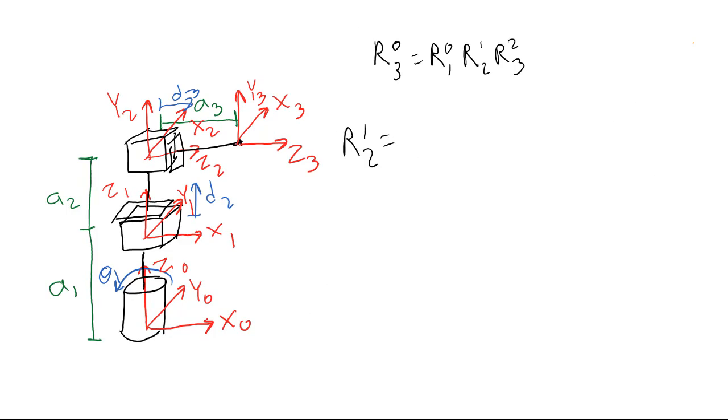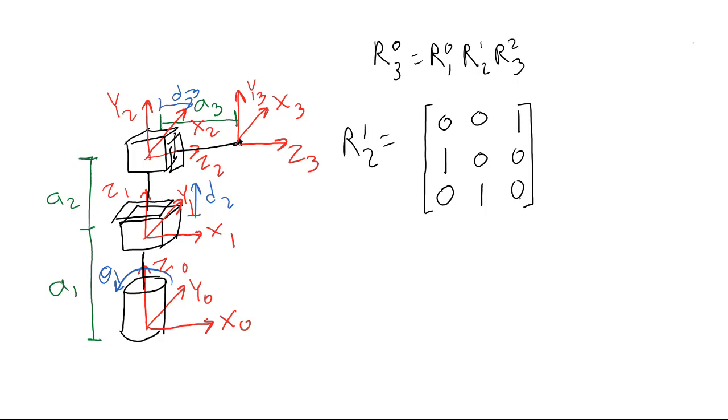On to R12. We start with the part of the matrix that tells me how frame 2 is rotated relative to frame 1 right now. X2 is in the same direction as Y1. Y2 is in the same direction as Z1. And Z2 is in the same direction as X1.